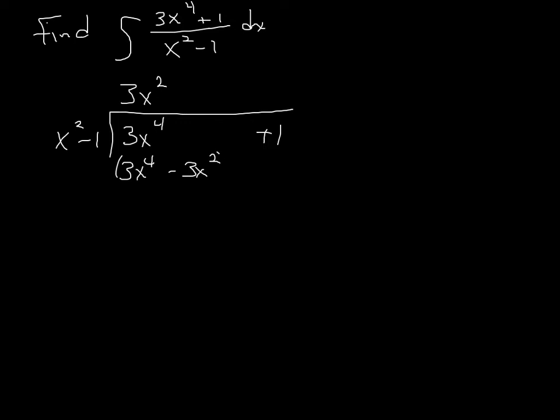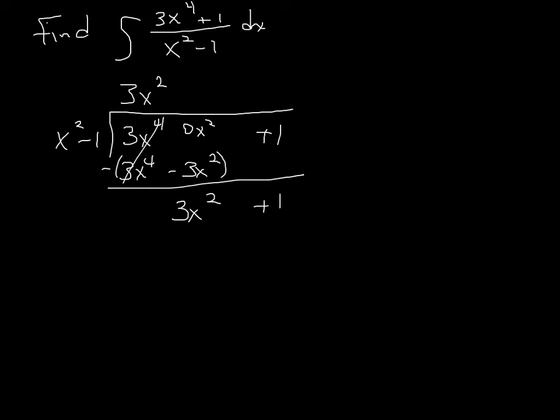But then, as with regular division, I have to subtract. So 3x to the fourth goes to 0. And then this would be 0x squared minus 3x squared. But it's minus 3x squared, so it's going to be a positive 3x squared. And then I'm just going to bring down my plus 1.